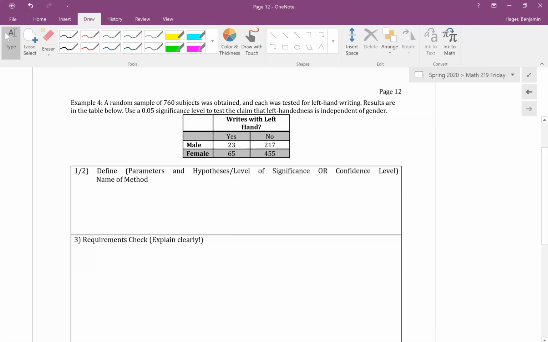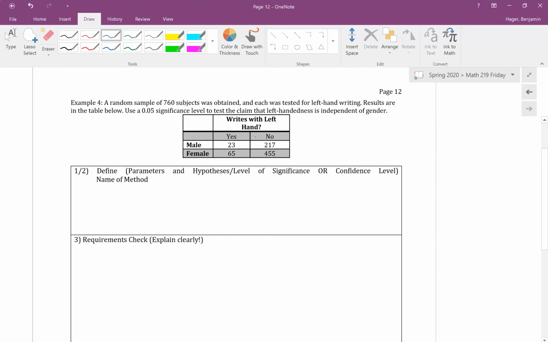So let's take a look at this example. It says that a random sample of 760 subjects was obtained, and each was tested for left-hand writing. Results are in the table below. Use a 5% significance level to test the claim that left-handedness is independent of gender. So they looked at a bunch of males and a bunch of females, and they asked, who writes with your left hand? And so we had 23 males that wrote with their left hand, 65 females wrote with their left hand.